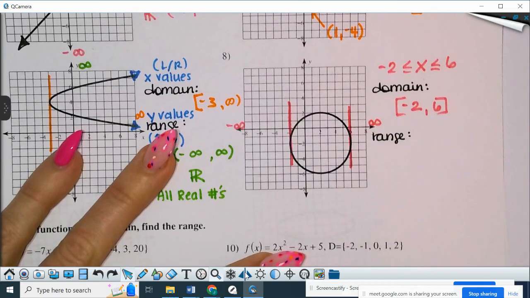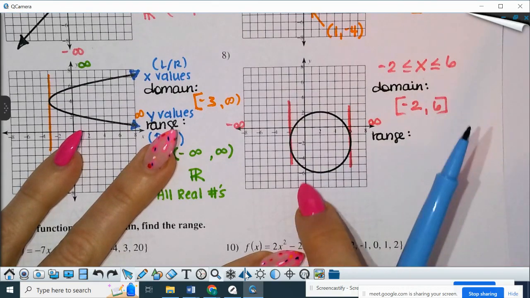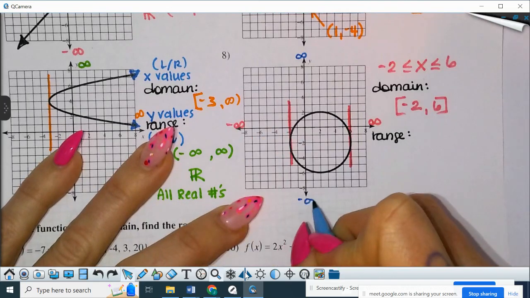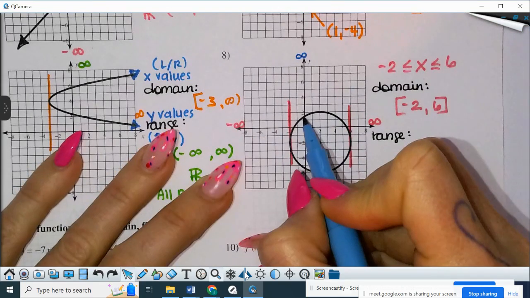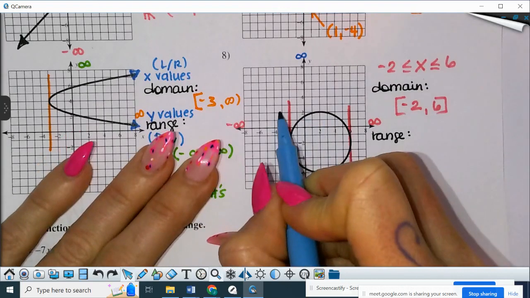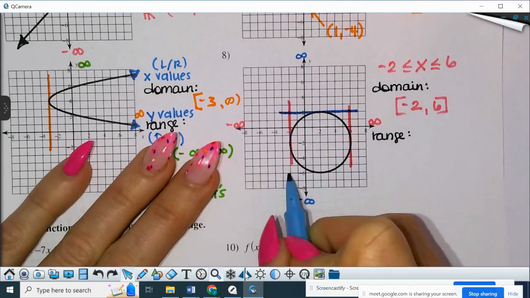All right, so we're going to look at range. Range is up and down. So we're looking at our y-axis. This is our positive infinity. This is negative infinity. If I'm looking at how far up, again, this is not where the graph touches the y-axis, it's how far up the graph goes. So we're putting it in a box.